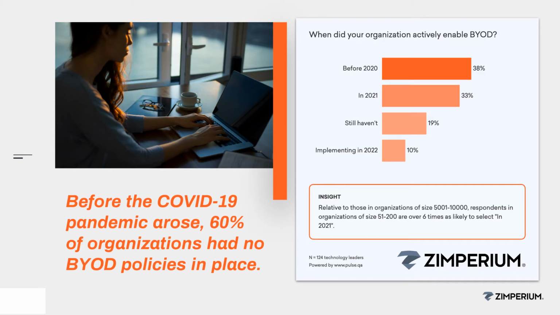And almost 20% at the time of the survey, which was at the end of last year, still hadn't implemented something, while 10% were in the process of implementing. So almost 30% of organizations, still 2.5, 3 years into this massive shift in the corporate workforce, have still not implemented something in a BYOD policy. Now, BYOD policies are a very diverse subject. It could be anything from controlled applications installed on the device, or just how do you access your email.